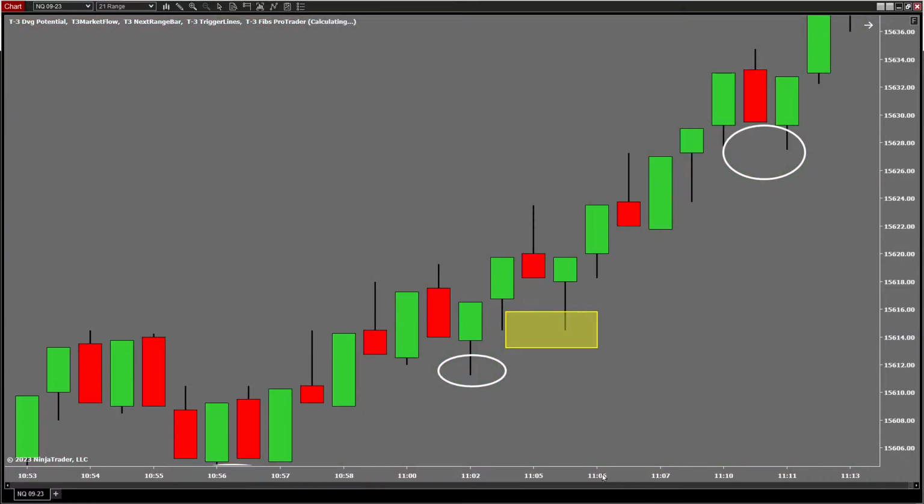I can't stress to you guys enough not to worry about all the dots and crap on the market flow first. The more important thing for you guys is that the trigger lines are with you.